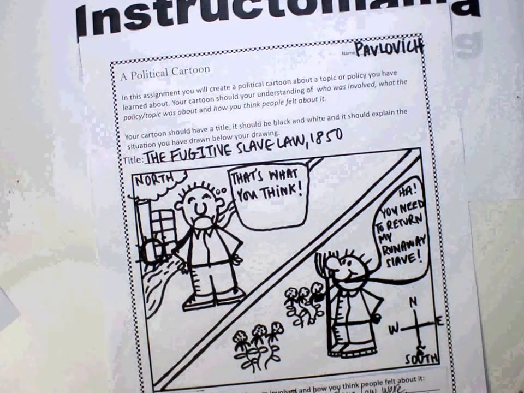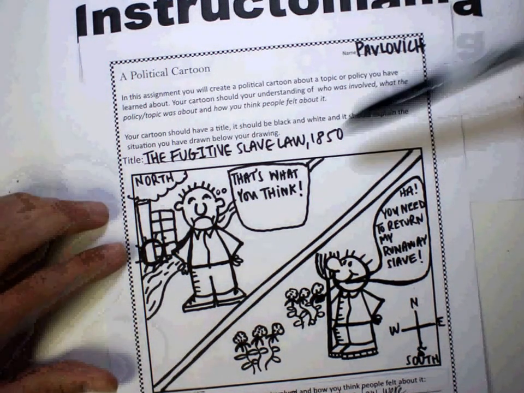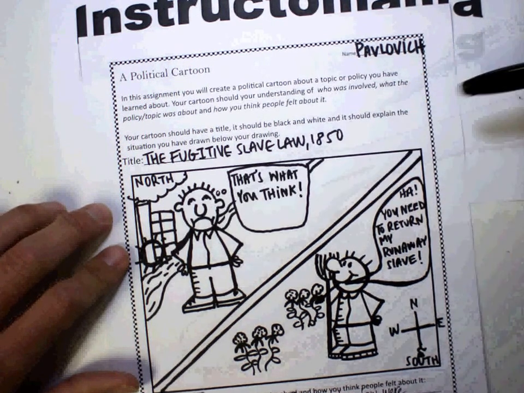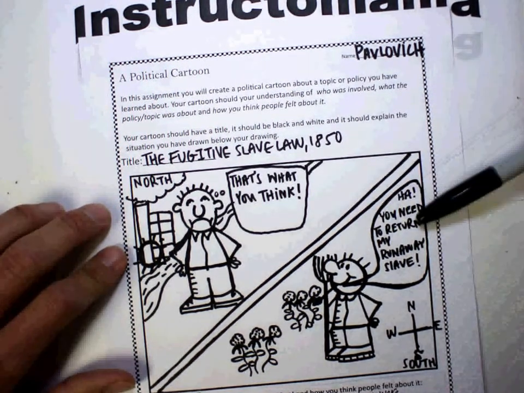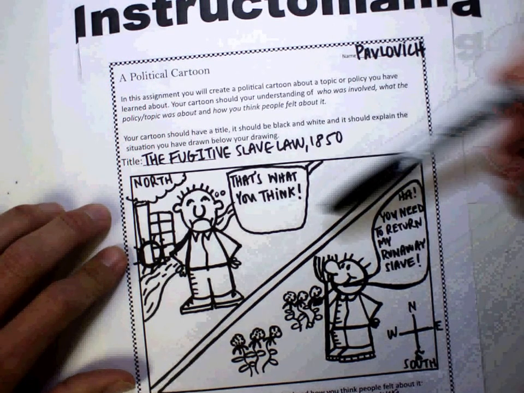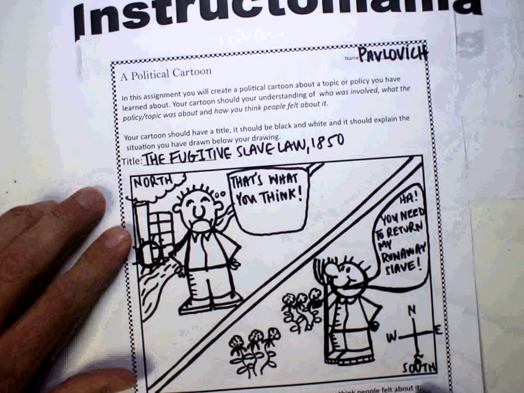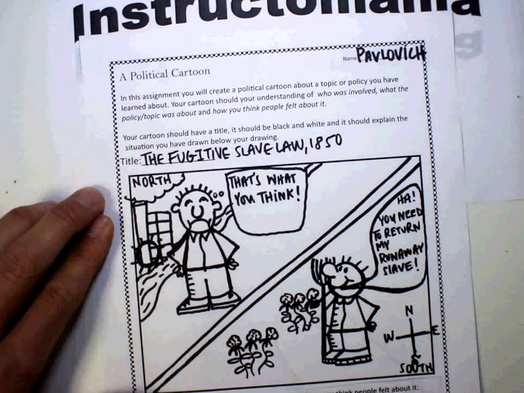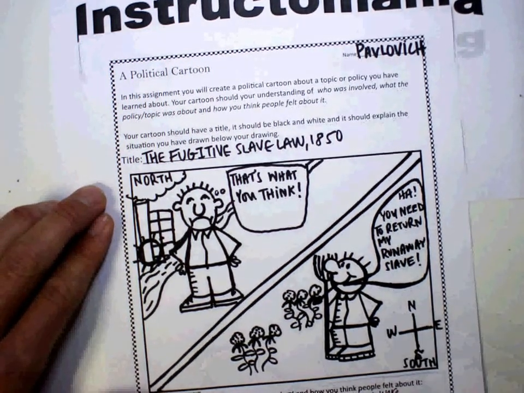All right, that's basically it. This is a political cartoon. It shows who was involved, the North and the South. Shows that the South was unhappy about the fugitive slave law. The Southerner's saying, you need to return my slaves, sort of making fun of him. He's saying, no, that's what you think, because they're going to defy it. Kind of shows that principle. I've shown that the south was agricultural, and I've shown that the north was industrial, and I've drawn a little compass rose showing the north and south.